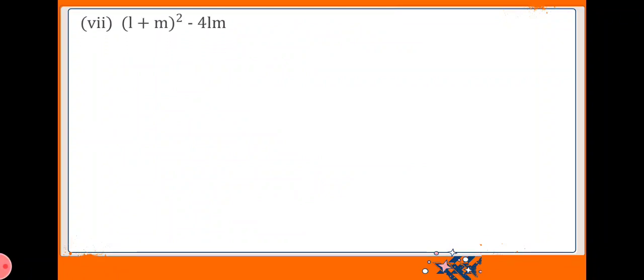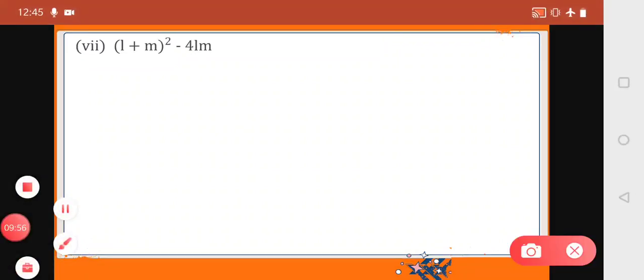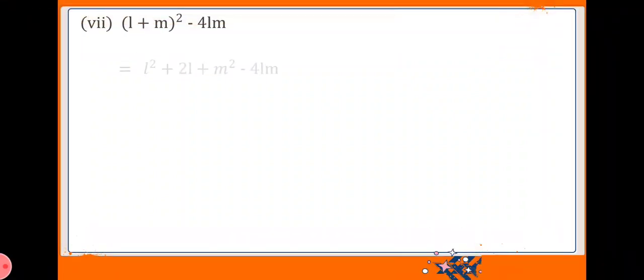Next question number 7. L plus m whole square minus 4lm. Here the hint is already given in the question that first we have to open the perfect square bracket, this L plus M whole square. So first we'll open it and then carry forward. We have learned a plus b whole square equal to a square plus 2ab plus b square. So we'll get L square plus 2LM plus M square.